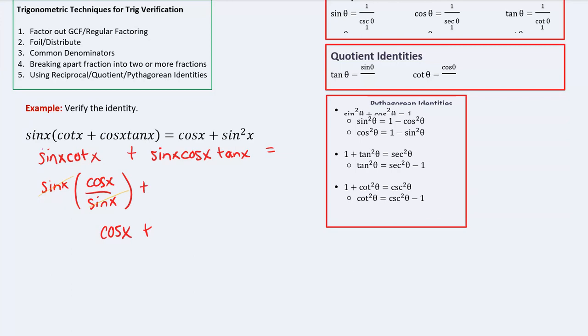And then over here, I have sine times cosine times tangent. Tangent is sine over cosine. So the cosines cancel out in this case. And so I'm left with sine times sine, and sine times sine is sine squared. Okay, so this one I distributed.